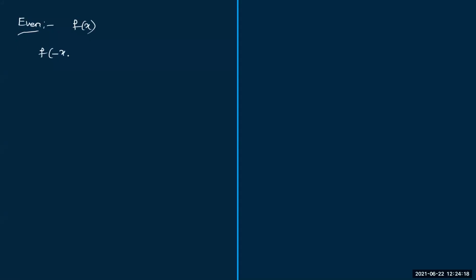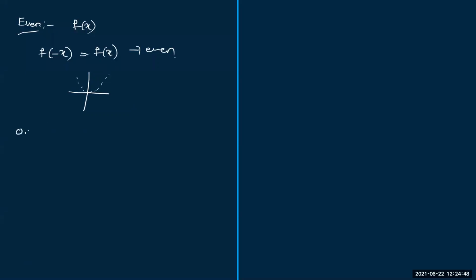Correct. So for the given function f of x, if you replace x by minus x, and you get f of minus x as again plus f of x, then we say the given function is an even function. Geometrically, when it is an even function, it will be symmetric about the y-axis. It will be something like this, right? The graph of the function will be symmetric about the y-axis when it is even.